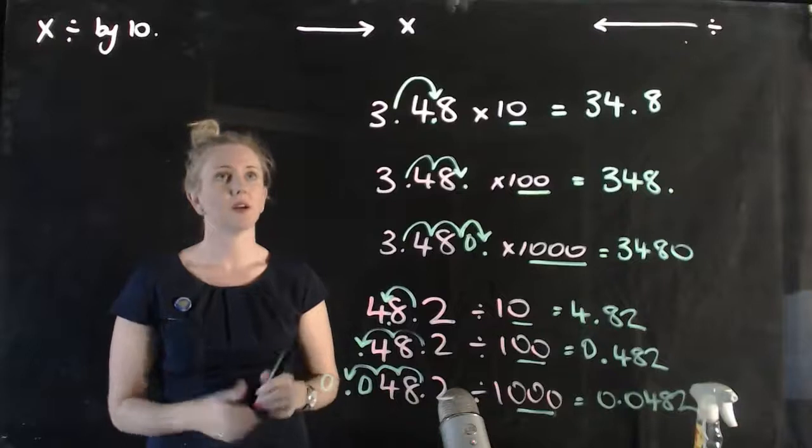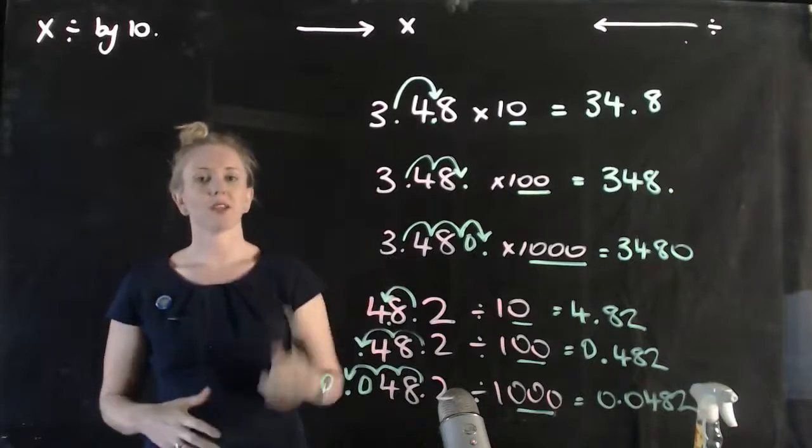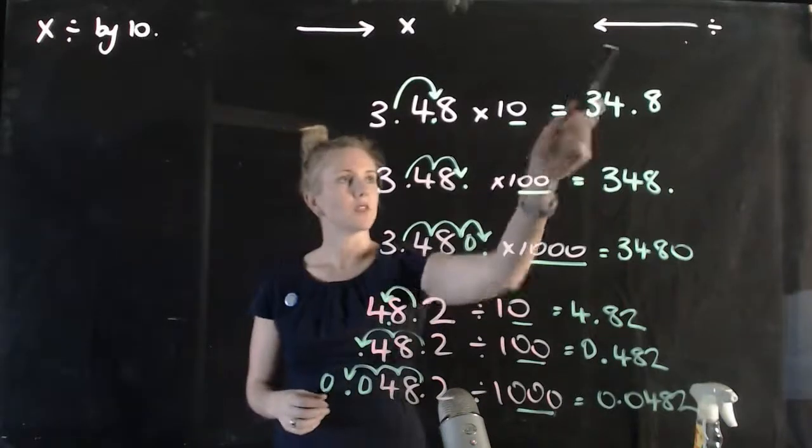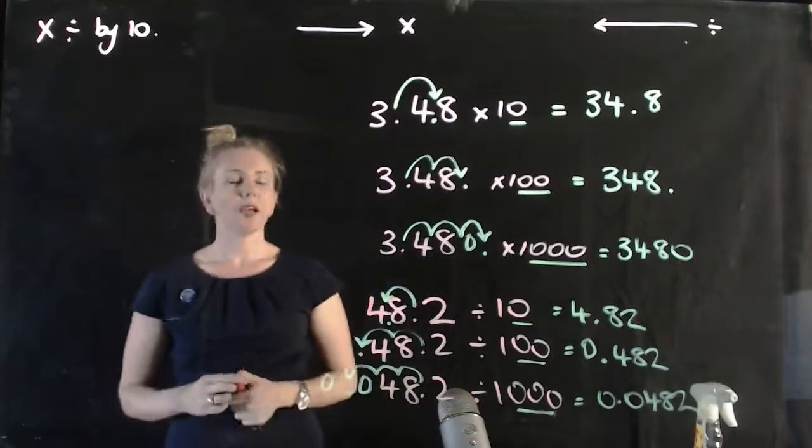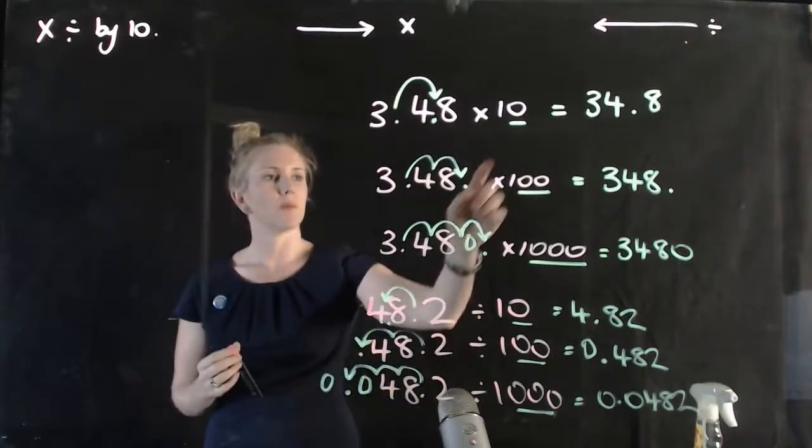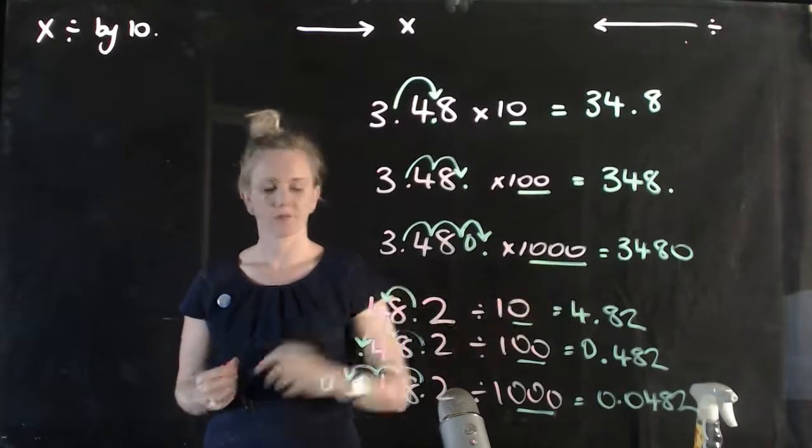So, things to remember. Left to right when multiplying to make the number bigger, right to left when dividing to make the number smaller, and the amount of places you move depends on the amount of zeros in the question. Alright, good luck.